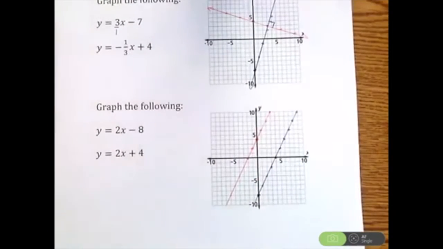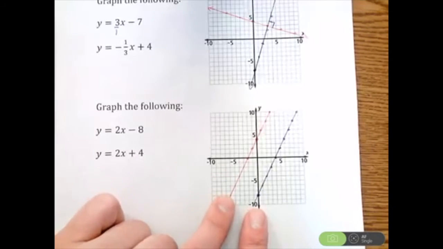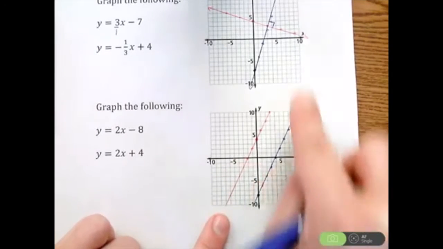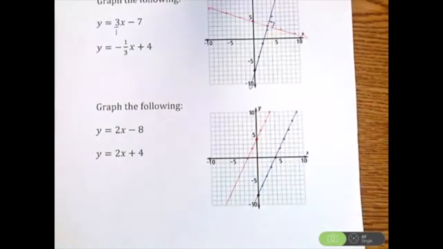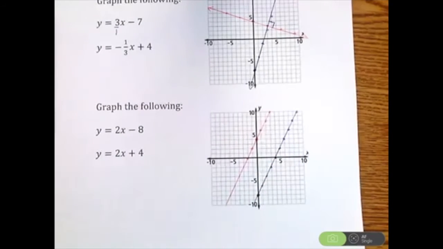And there we go. And those are parallel lines. Okay? So they're not the same line, they're different lines. These are never going to intersect. So perpendicular, they intersect at one point. Parallel lines, they're never going to intersect because their slopes are the same.